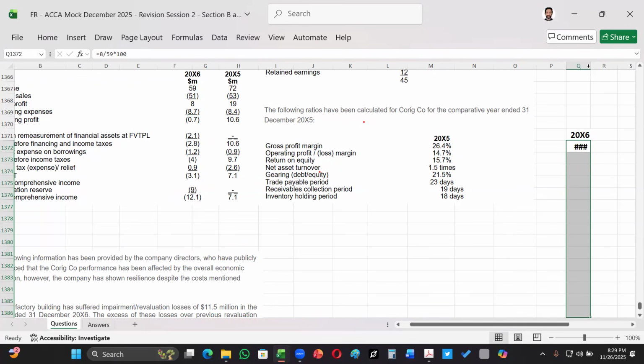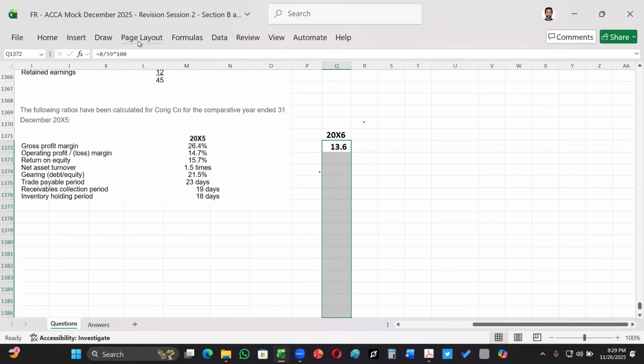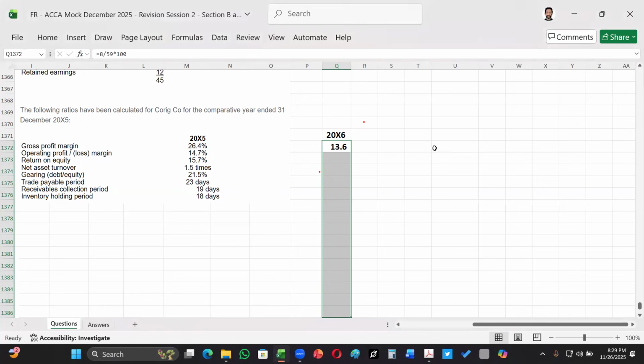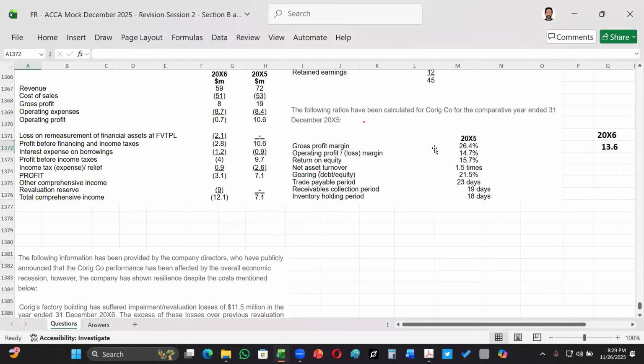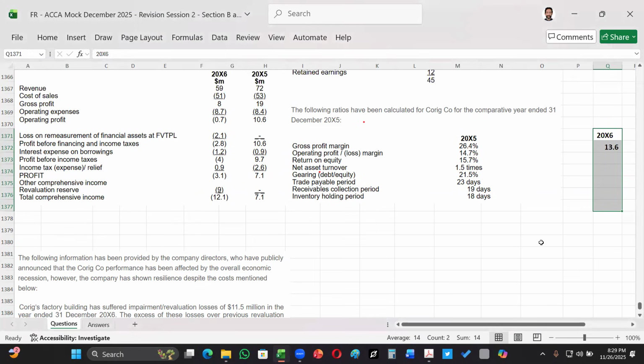13.56. Okay, so that's fine. We could just keep it to one decimal place, because the ratios that are already calculated for us are also to one decimal place. Okay, so let's keep it to 13.6, and let me just reduce the font size as well, so that when we calculate them, they can be seen in front. Okay, so that's the first one.